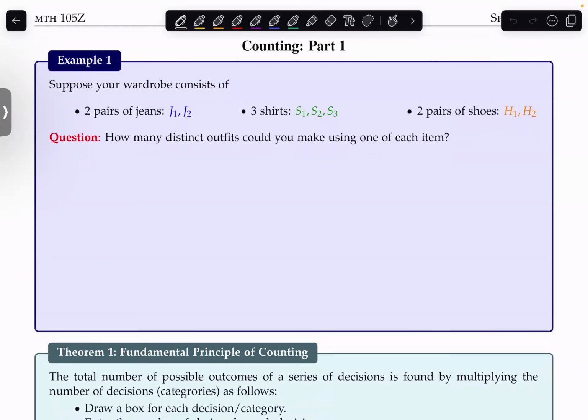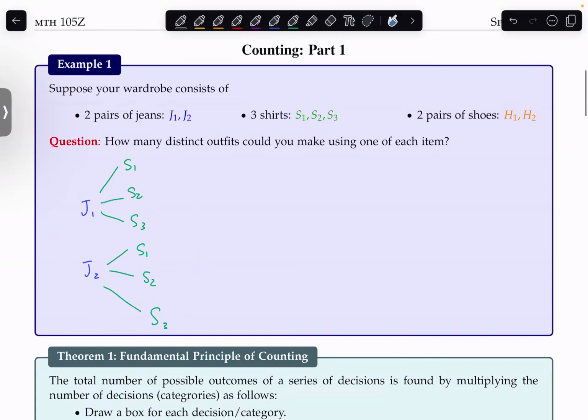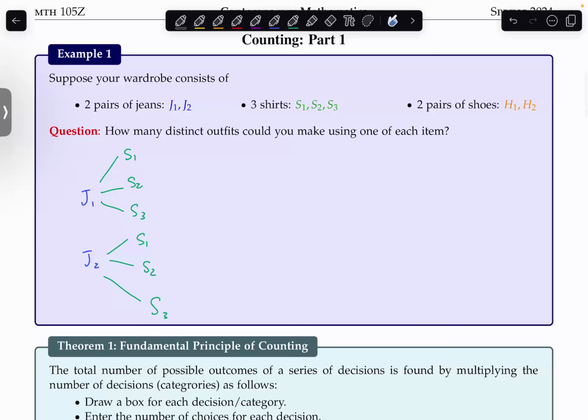I really have 2 options with my jeans. Again, I can choose J1 or J2. Okay, and then for each jean that I choose, I have a different shirt that can go along with it. So I could have picked the first, the second, or the third shirt. And I could have done the same thing with my second pair of jeans, the first, the second, or the third shirt. And now within these choices, after I've chosen a jean and a shirt, I now have the choice on what shoes I want to wear.